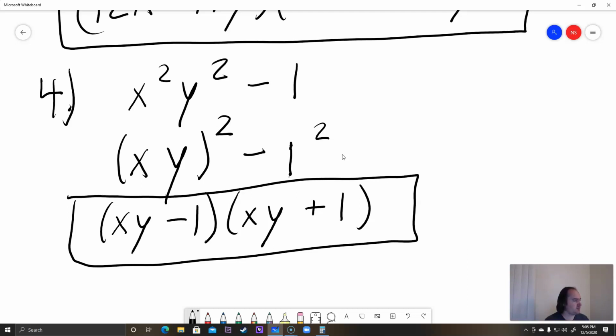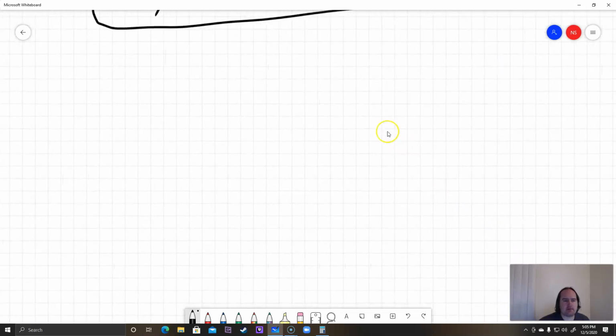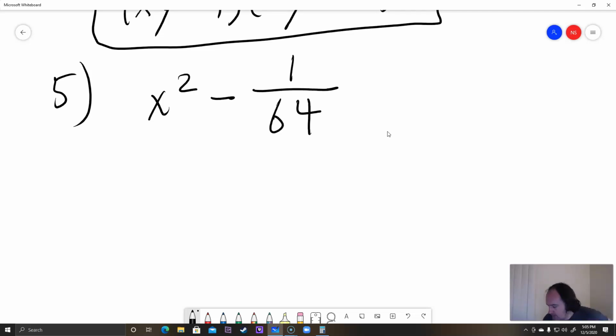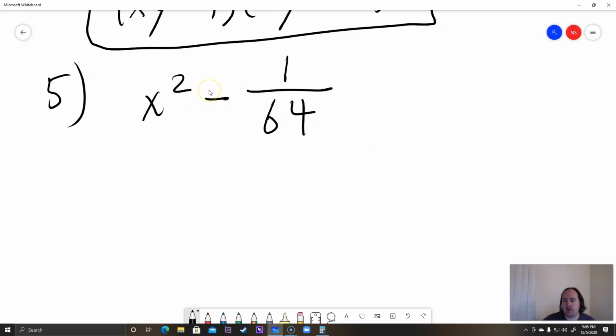And believe it or not, there's still a couple more tricks when it comes to dealing with the difference of squares. So for problem number 5, we actually have a fraction. So for this one, we have x squared minus 1 over 64. X squared minus 1 over 64. So what's tricky about this one is just the fraction. But we can see that we have something squared. So we're going to want to rewrite this as something squared minus something else squared. Well, the first thing only has one factor, so we just leave the first thing as x squared.